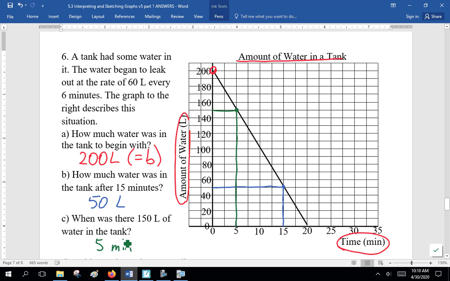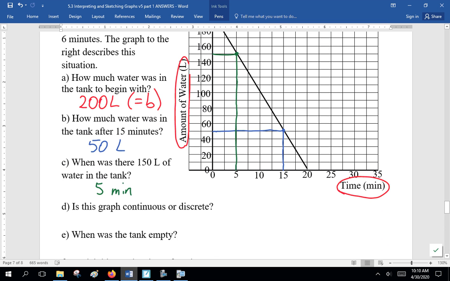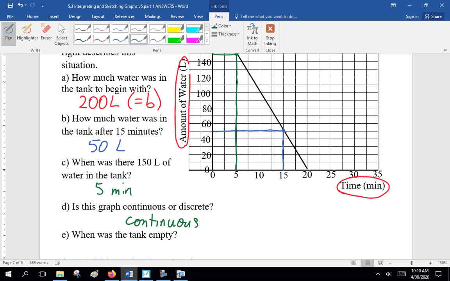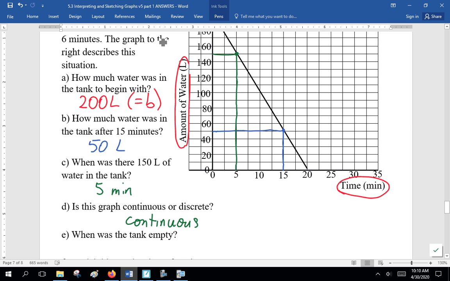Now, is this graph continuous or discrete? What's continuous? When was the tank empty? When was volume 0? 20 minutes. So this is reading information off the graph. This you should be able to do.